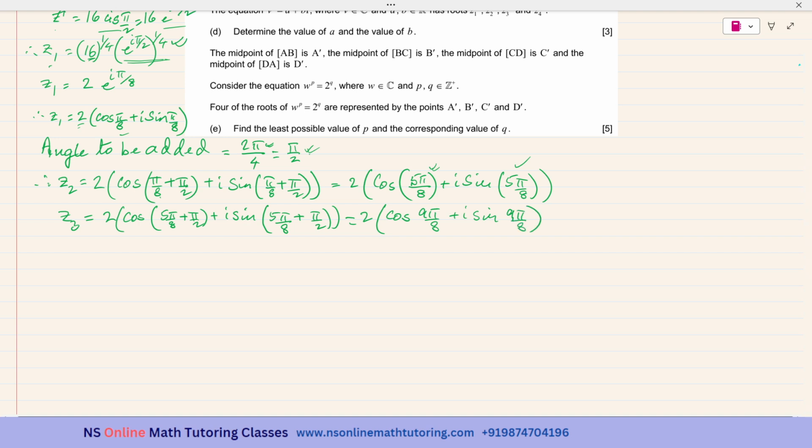And now, since 9 pi over 8 is more than pi, some students may say that the argument is always between negative pi and positive pi. So how are you going to the third quadrant? 9 pi over 8 is an angle from the third quadrant. It is more than pi. So how are you going to the third quadrant and writing the angle as a positive angle? Because the third and the fourth quadrants are expressed as negative angles.